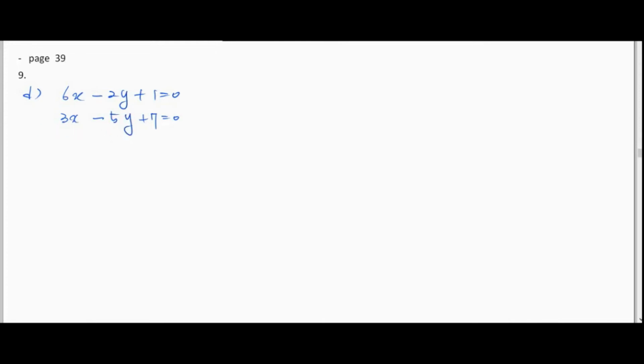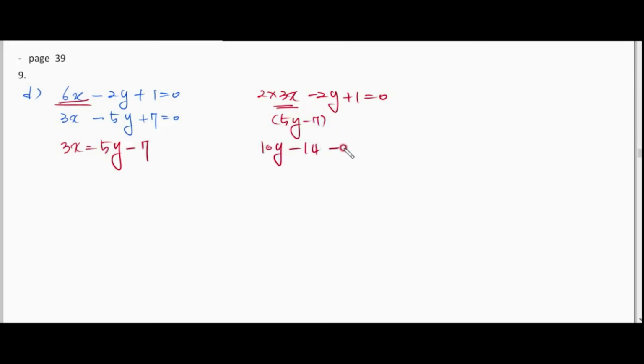And this is D. Right here is not too different from the one before. 3x minus 4y plus 7 equals 0. Let's modify this: 3x equals 4y minus 7. So 6x is 2 multiplied by 3x. Let's multiply by 2 there to find it out. So 3x is 5y minus 7. Multiplying by 2, 10y minus 14 minus 2y plus 1 equals 0. 8y equals 13.